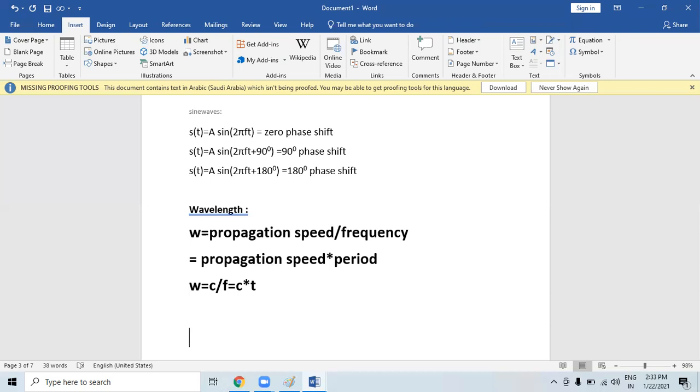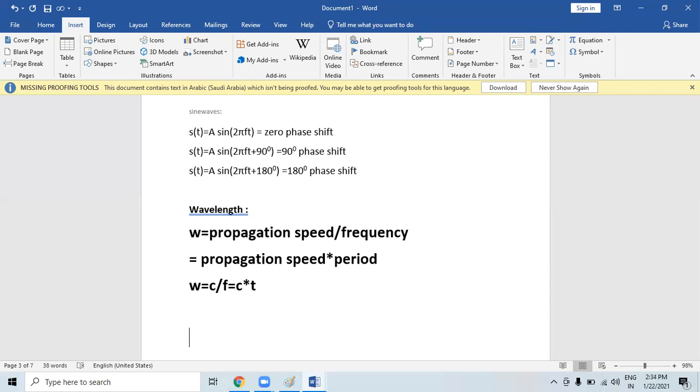Wavelength is the distance traveled by a signal or an electromagnetic wave during the time period of one cycle of the signal. In vacuum, the speed of light c is 3 into 10 raised to 8 meters per second, but it does not remain the same in a cable. Hence, the wavelength of the same signal will differ in the air and on the cable.